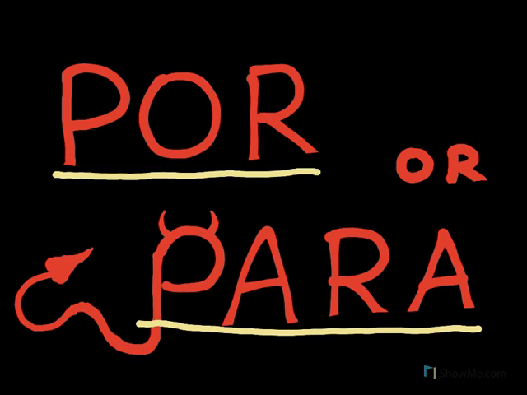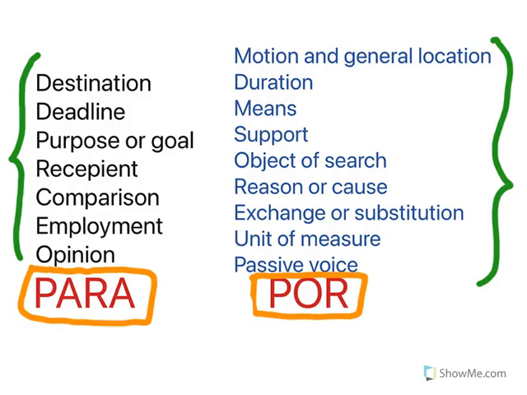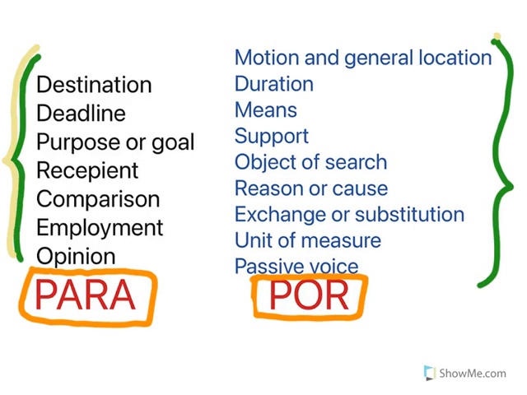So the difficulty between por and para stems from the following. Both of them mean "for" in English. These are the cases when you use para: destination, deadline, purpose or goal, recipient, comparison, employment, opinion. They're not limited by that, but those are the main usages. And for por, it will be the motion, duration, means, support, object of search, reason or cause, exchange, substitution, unit of measure, and passive voice.